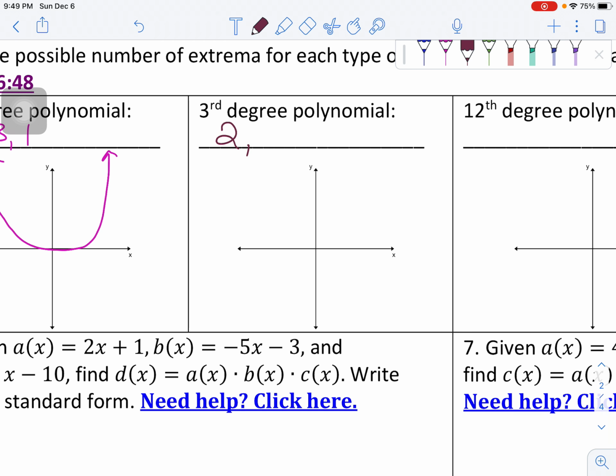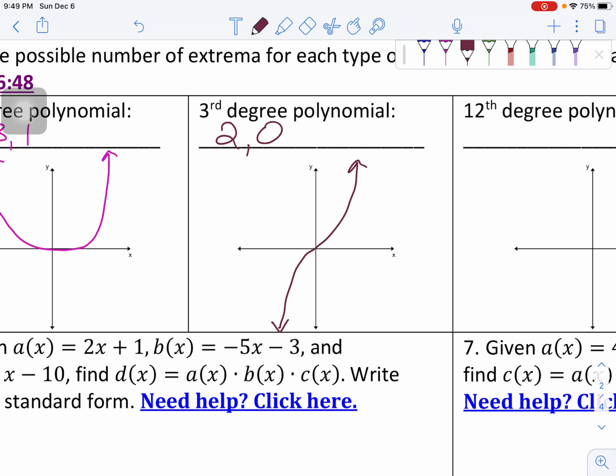All right, 3rd degree polynomial, drop the degree by 1. So now we're talking about 2, and we're now talking about even numbers below our degree. So 2 or 0. And yes, you can have no possible extrema.